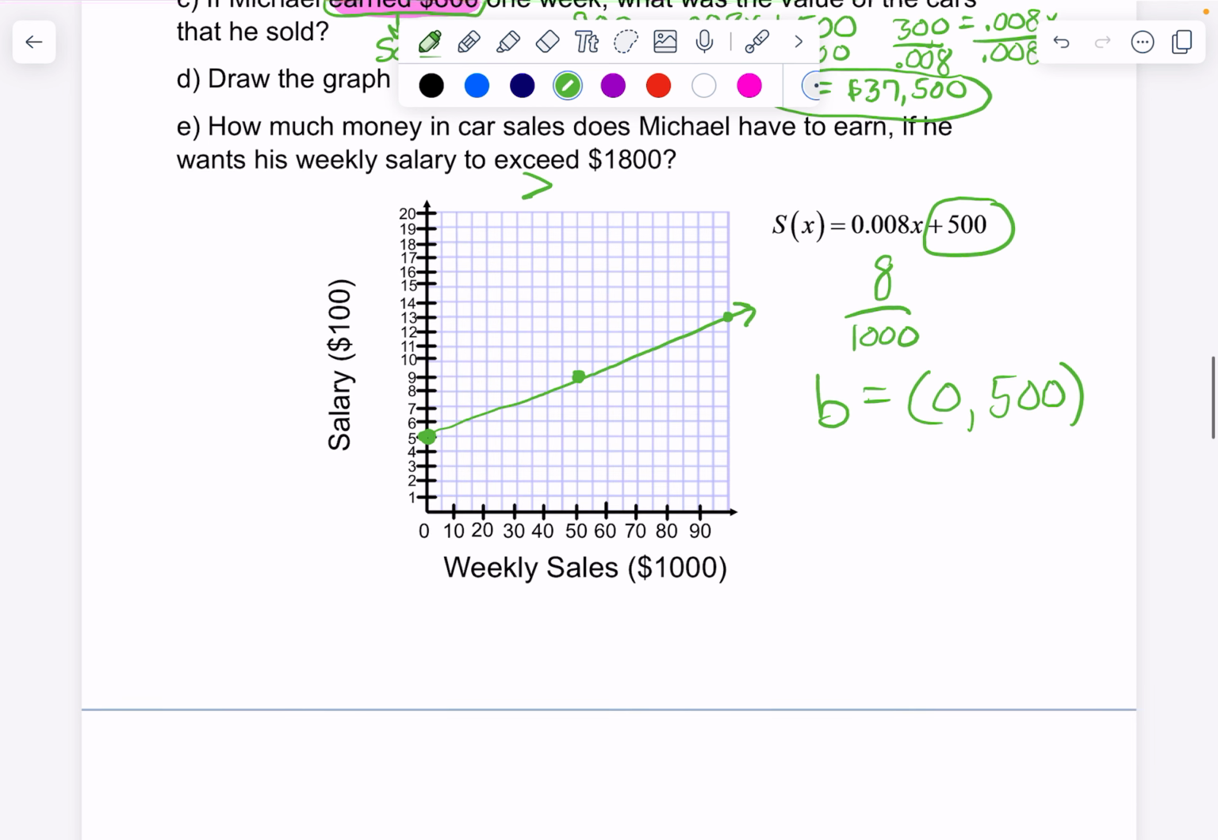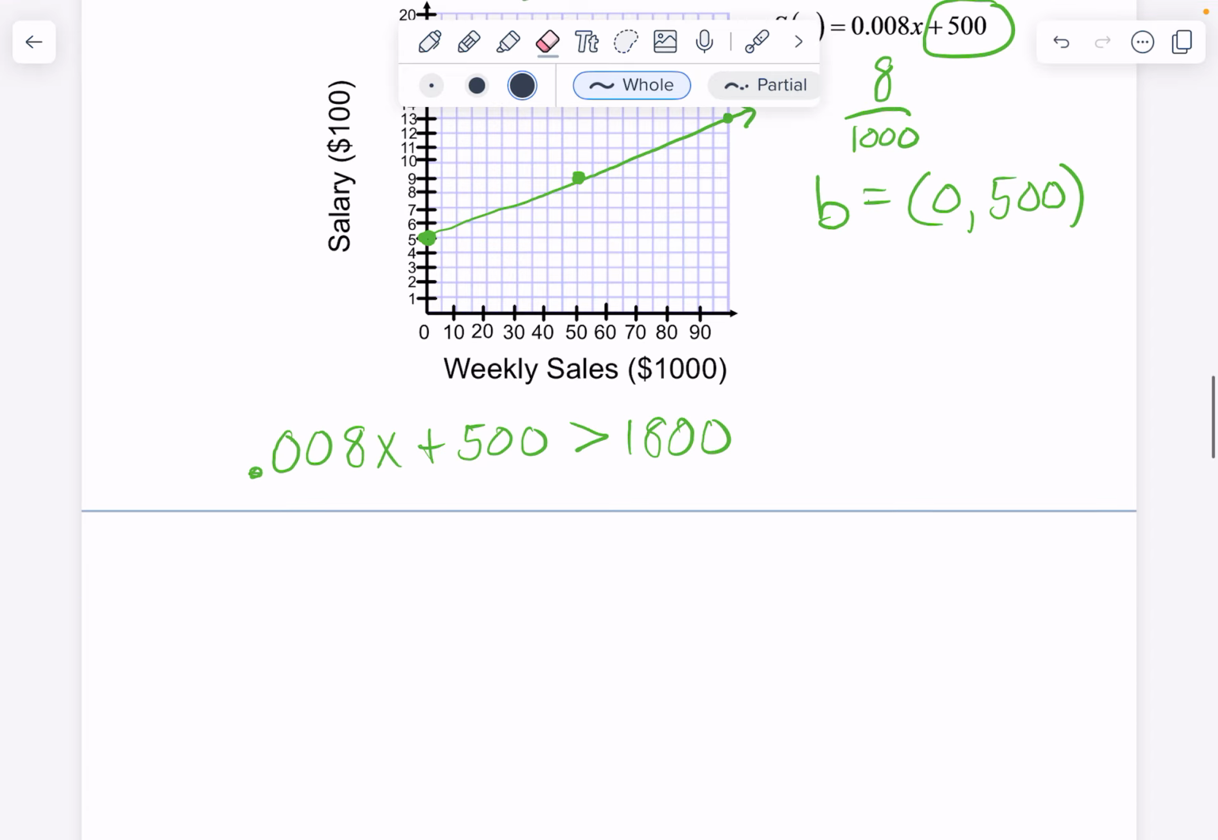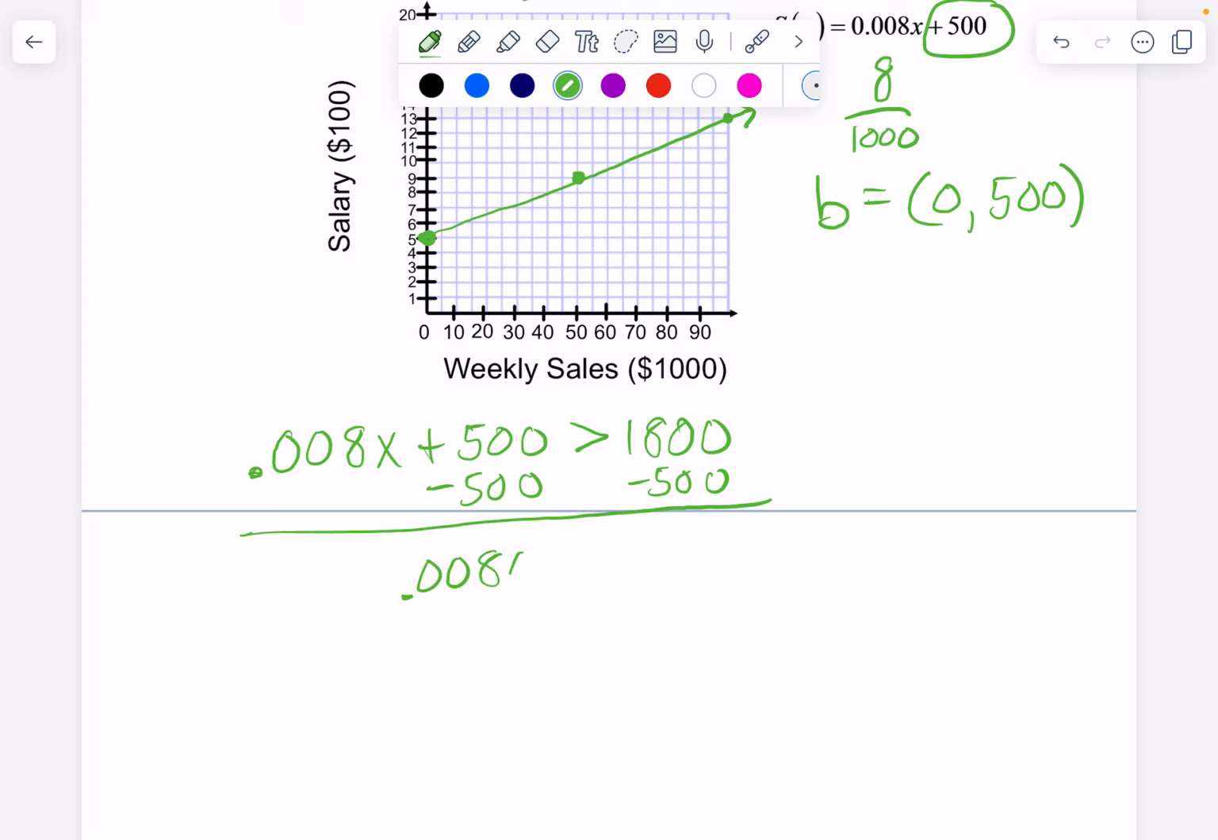Well, we're going to go ahead and set up an inequality and solve. So Michael's salary is calculated from 0.008x plus 500, and he wants to know when that will be greater than 1,800. Let's go ahead and solve. We're going to subtract $500 from both sides, and then I've got 0.008x is greater than 1,300.